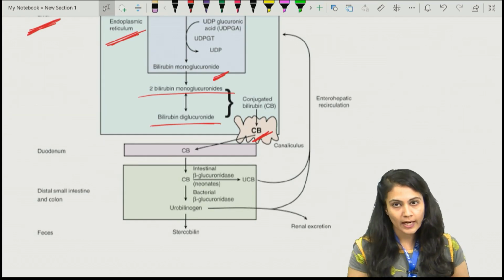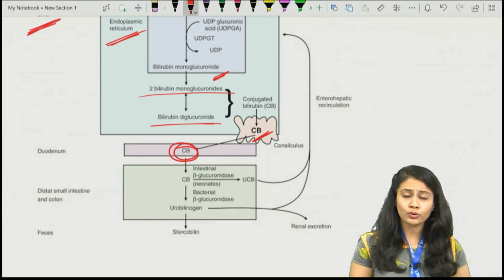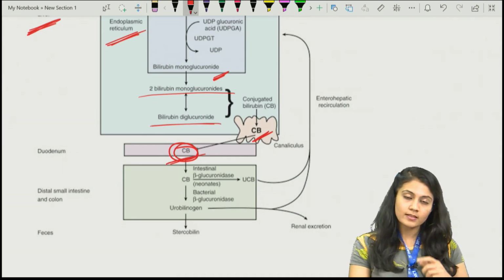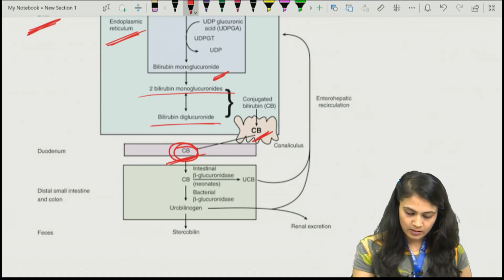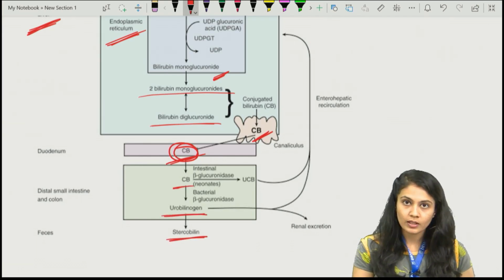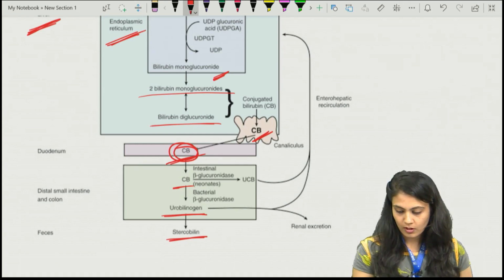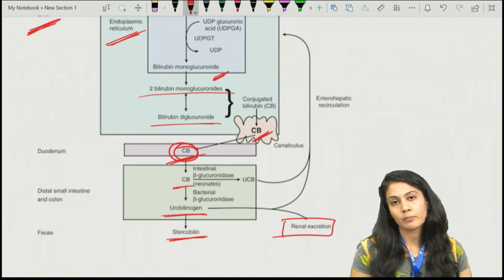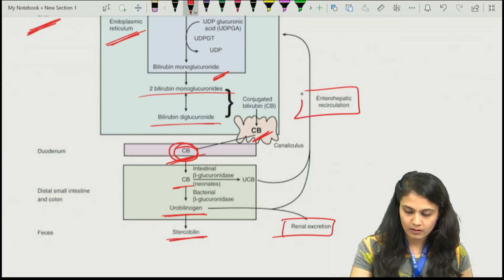With the help of the canaliculi, it is released into the duodenum in the form of conjugated bilirubin. Once this conjugated bilirubin enters the duodenum, it carries forward to the distal small intestine and the colon, and there it is excreted in the feces and the urine: in the urine in the form of urobilinogen, and in the feces in the form of stercobilinogen. Some amount of the conjugated bilirubin enters the liver again via enterohepatic circulation.